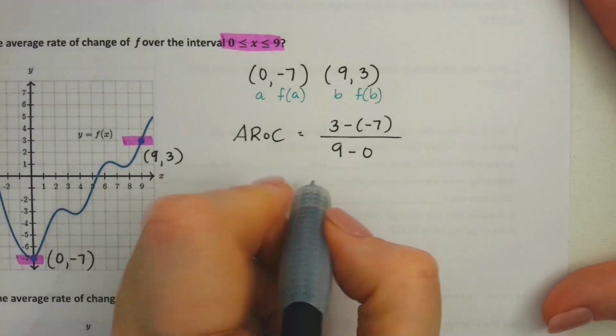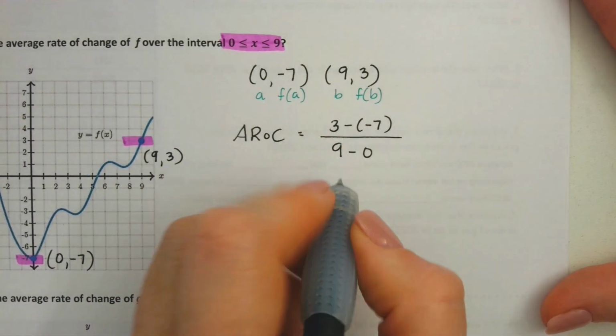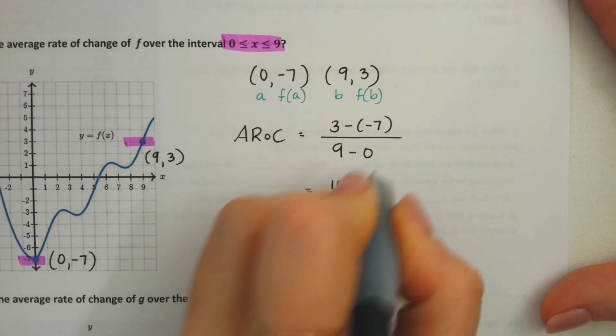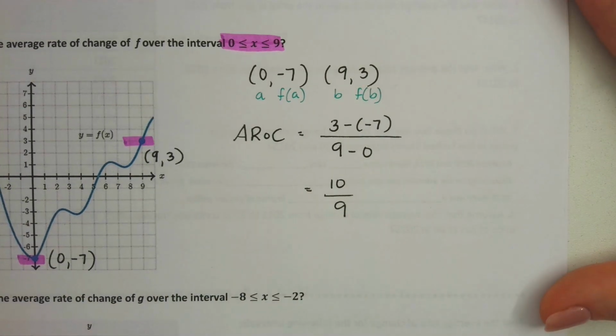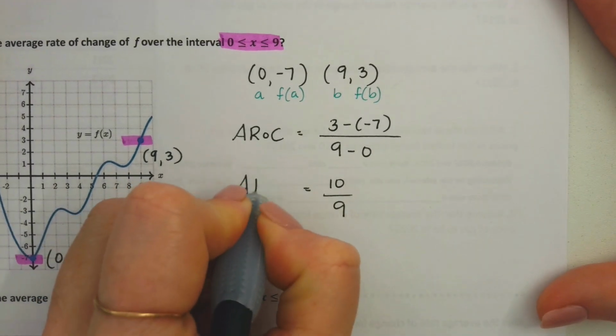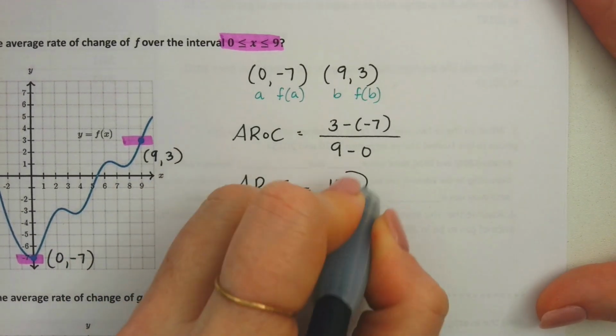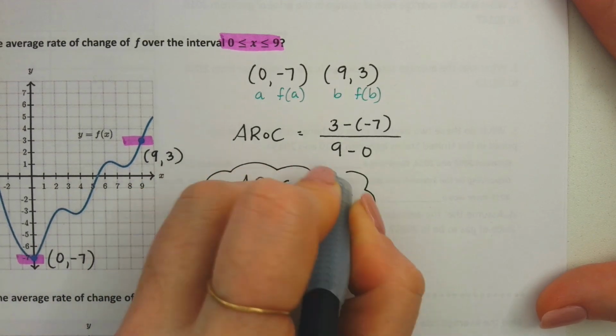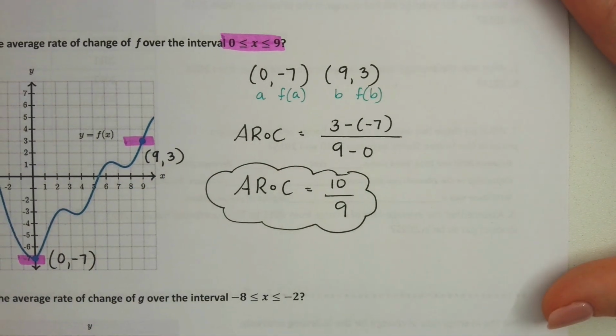We'll simplify each of those places. 3 minus negative 7 would be 10. 9 minus 0 is 9. If the fraction does reduce, you can reduce it. Does this one reduce though? No. So that's it. That is our final answer. Like I said, easiest since you've done it since 7th grade, right? Memories.